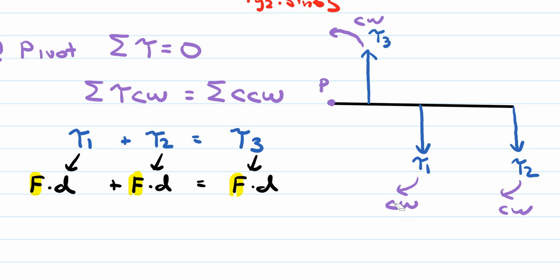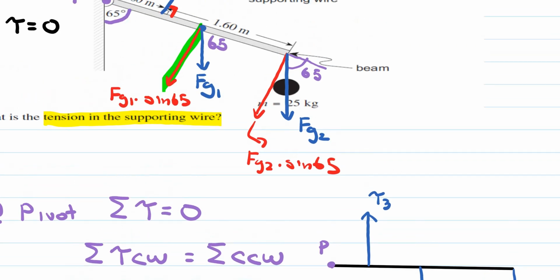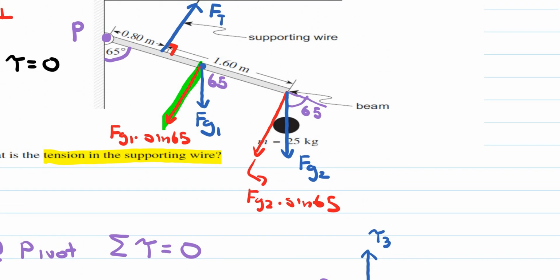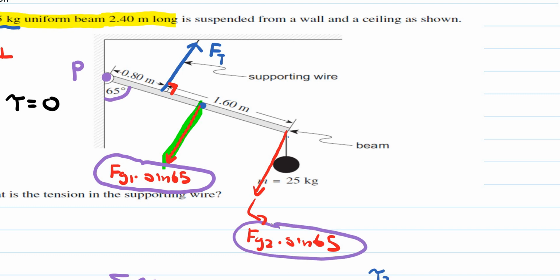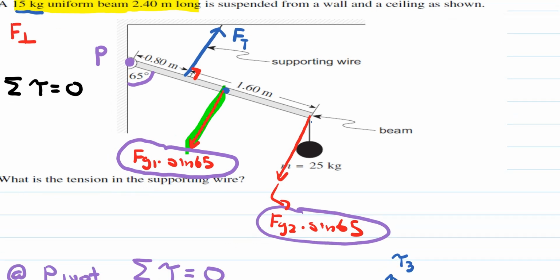Okay, so let's erase this, erase that, and erase this. Let's go back to T1 now, which is right here, and let's go back to our diagram. Let me erase all that. So here we are. This is the expression for the first perpendicular force, Fg1 times sine of the angle. And our second torque is going to be Fg2 times sine of 65 degrees. So let's go ahead and plug those in.